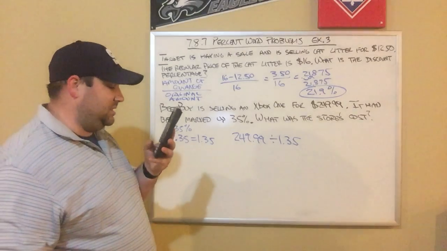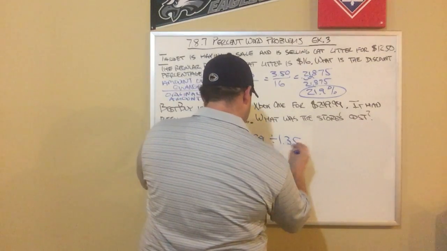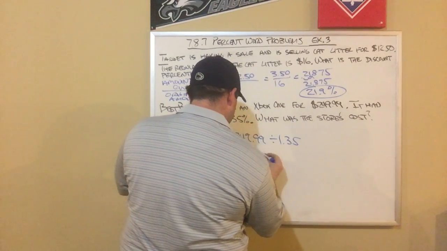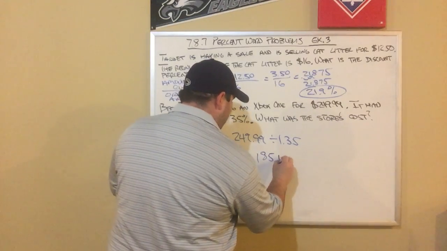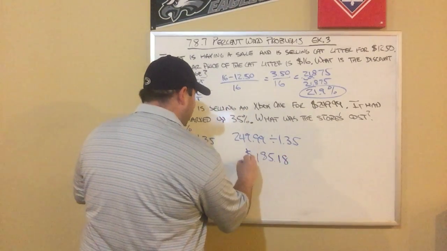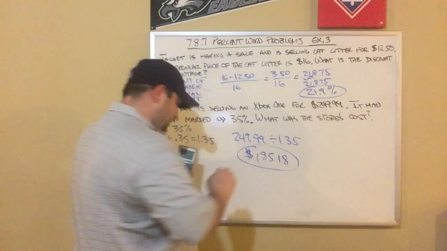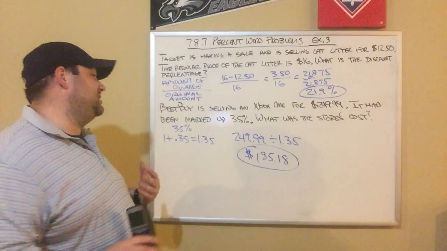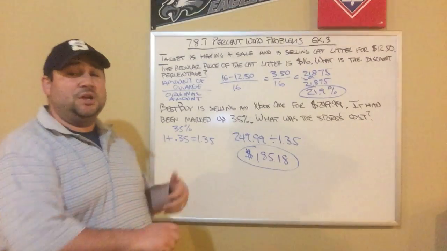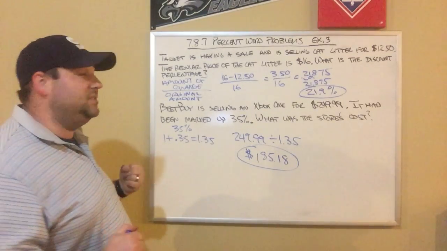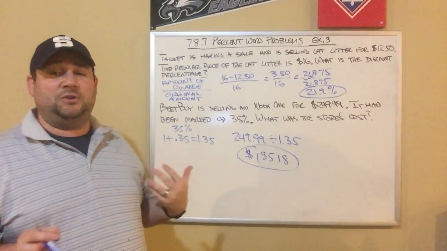I do that division. I get $185. And if I round to the nearest hundredth, because this is money, 18 cents. So I've got $185.18. So that is the last set of examples. You've got some practice problems you need to do. So do those, then check them over with the answer key.